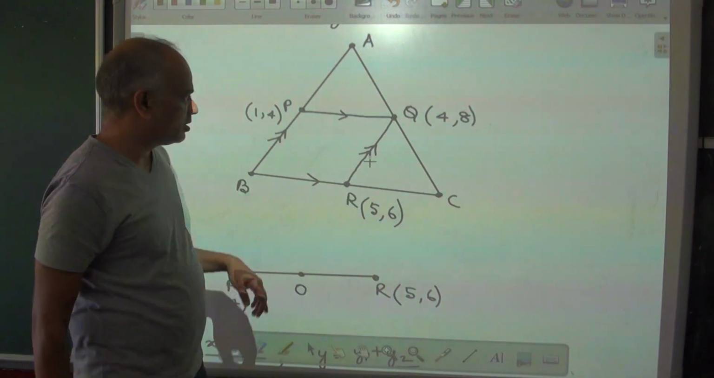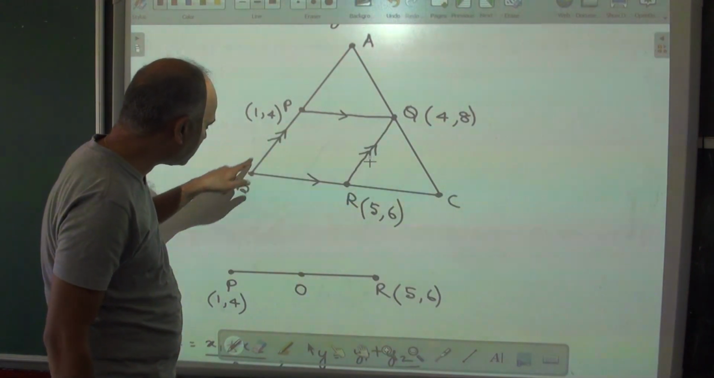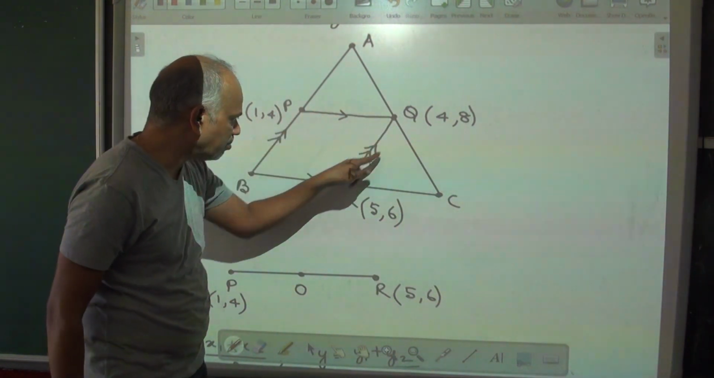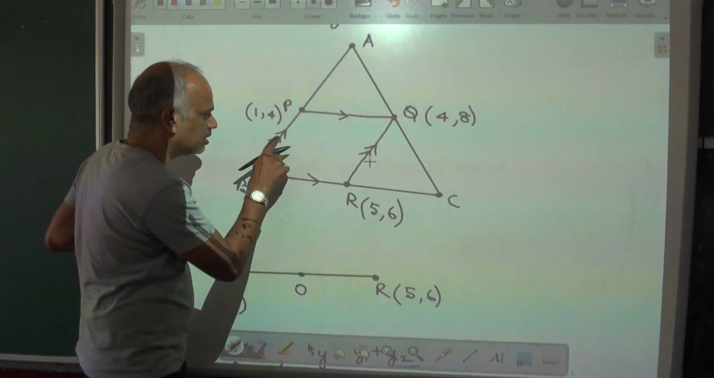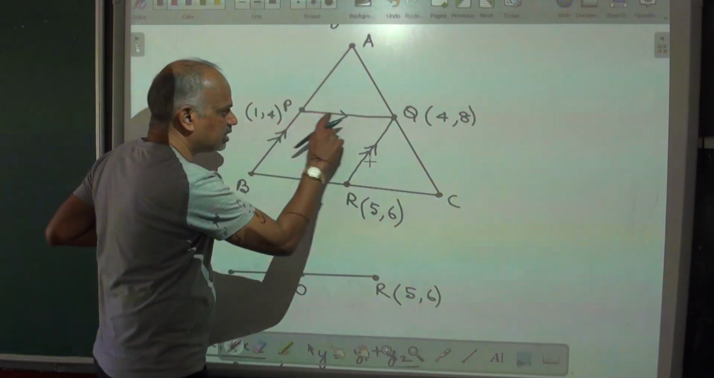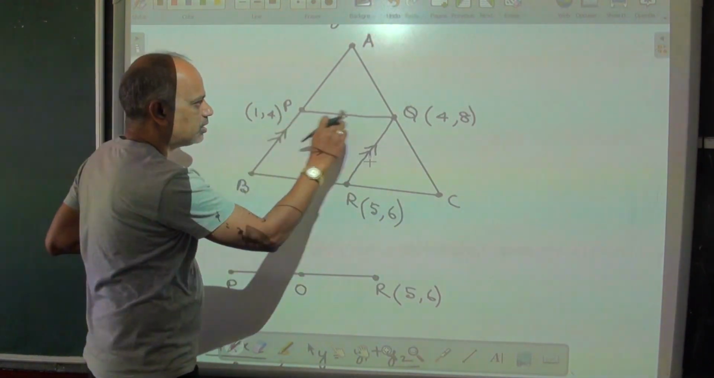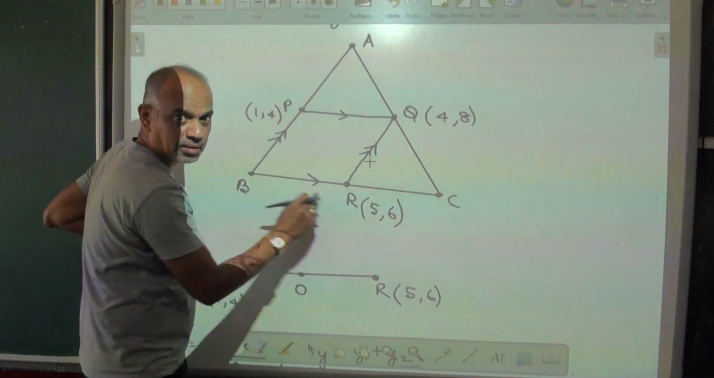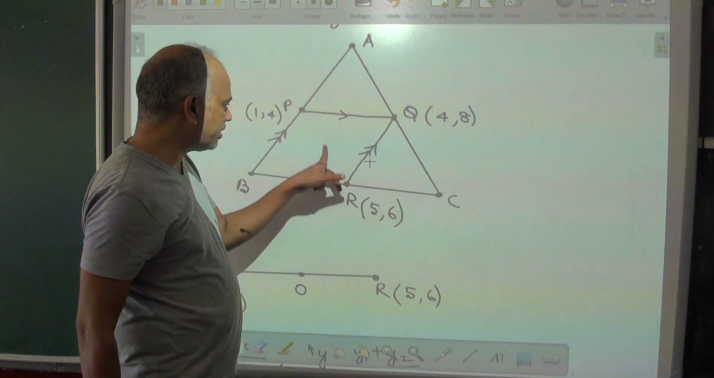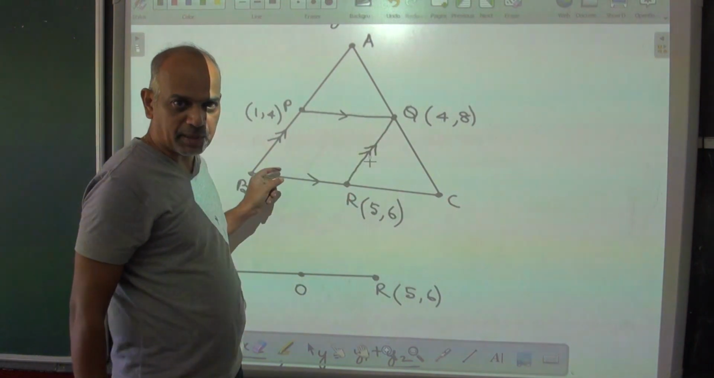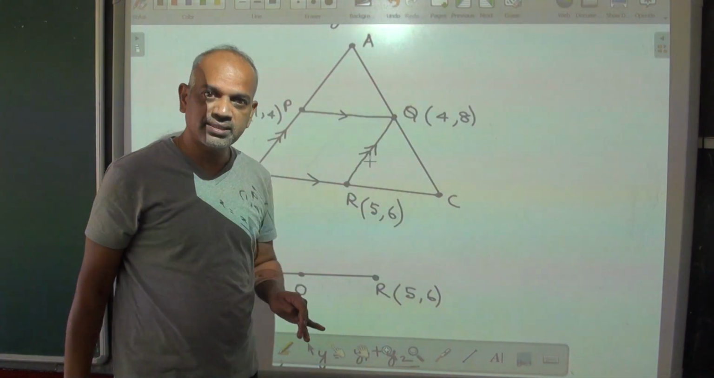Now by joining this, look at the figure that we got. We got figure PQRB, with opposite sides parallel. This and this are parallel. This and this are parallel. Therefore, this four-sided figure is called a parallelogram. PQRB is a parallelogram. About the properties of a parallelogram: if you join the diagonals, they bisect each other. Diagonals of a parallelogram bisect each other.